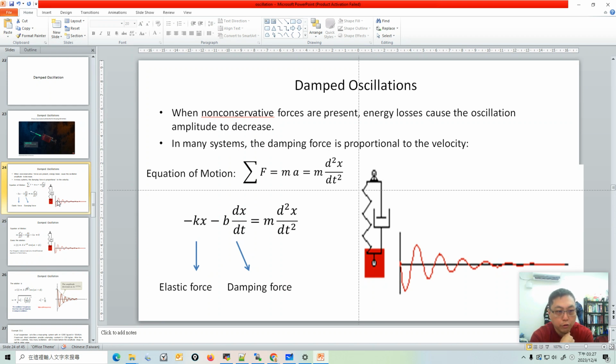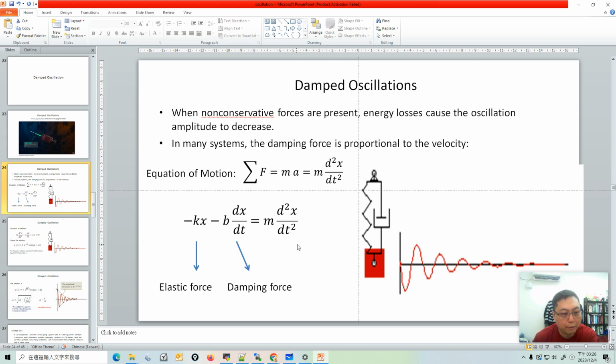Then we use Newton's equation of motion, same as before: the net force F equals ma. Now the net force consists of the elastic force and the damping force. We call B the damping parameter, and dx/dt is the velocity. So the drag force or damping force is proportional to your velocity, and the proportionality constant is B, called the damping parameter. So this is our equation of motion.